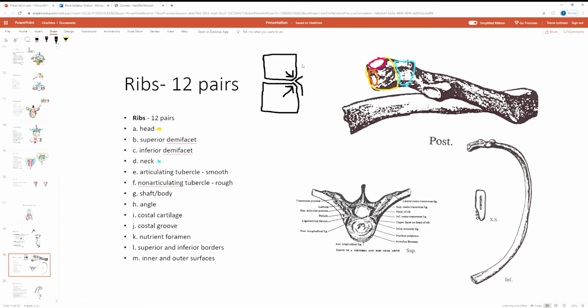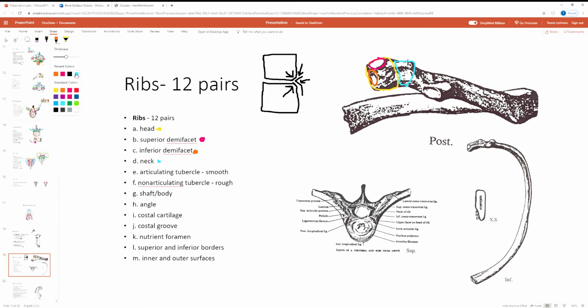So that means the superior demifacet of the rib articulates with the inferior demifacet of this vertebral body, and the inferior demifacet of the rib articulates with the superior demifacet of this vertebral body. So it gets a little confusing, but anyway, you can kind of see how that whole relationship works right there. So I'm sorry, I didn't color code here. So superior demifacet was pink, and inferior demifacet was orange. We've got the neck. Okay, now we have this idea of the articulating and the non-articulating tubercle.